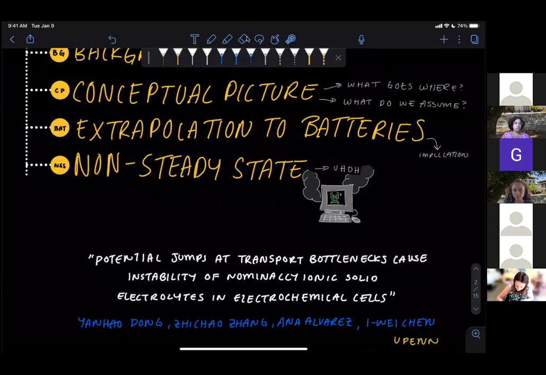Cool. From UHN's paper at UPenn. It's a modeling-based paper about transport bottlenecks in solid electrolytes, so for solid oxide fuel cells. And basically, my computer's already having a tough time with that. And if we consider non-steady state conditions, that'll be tough.